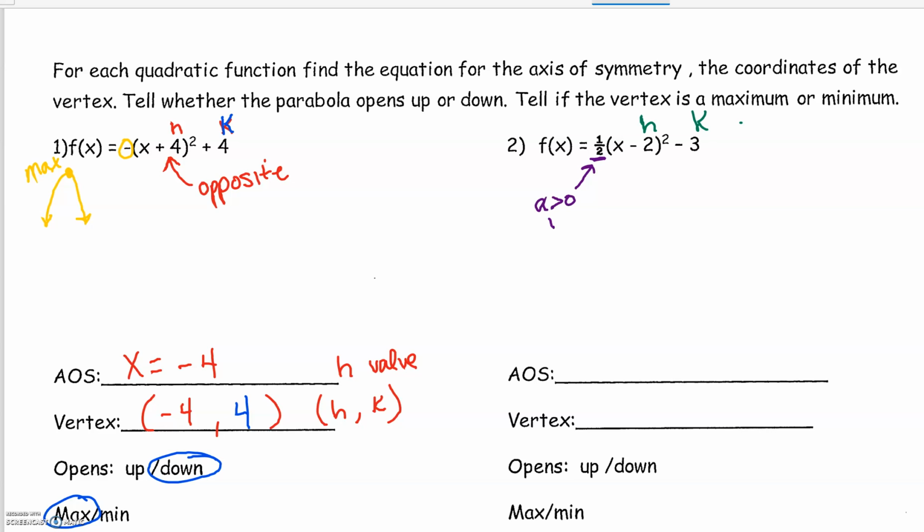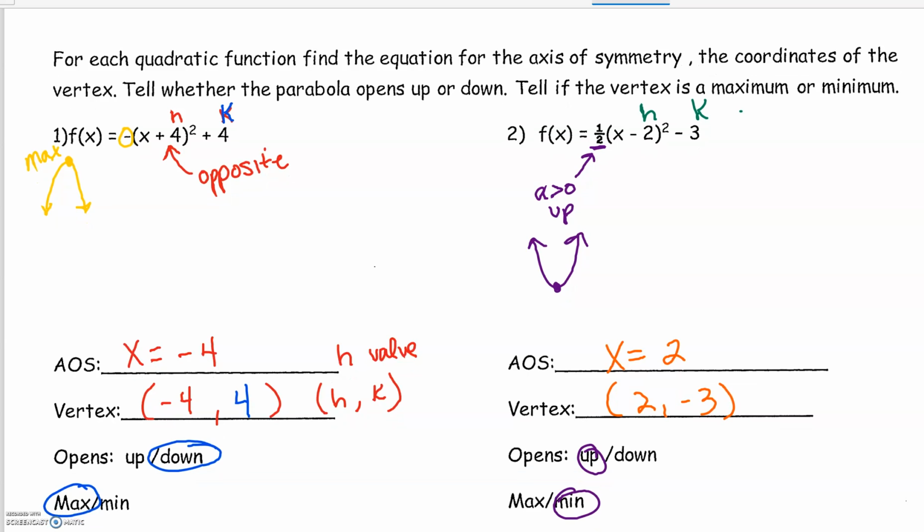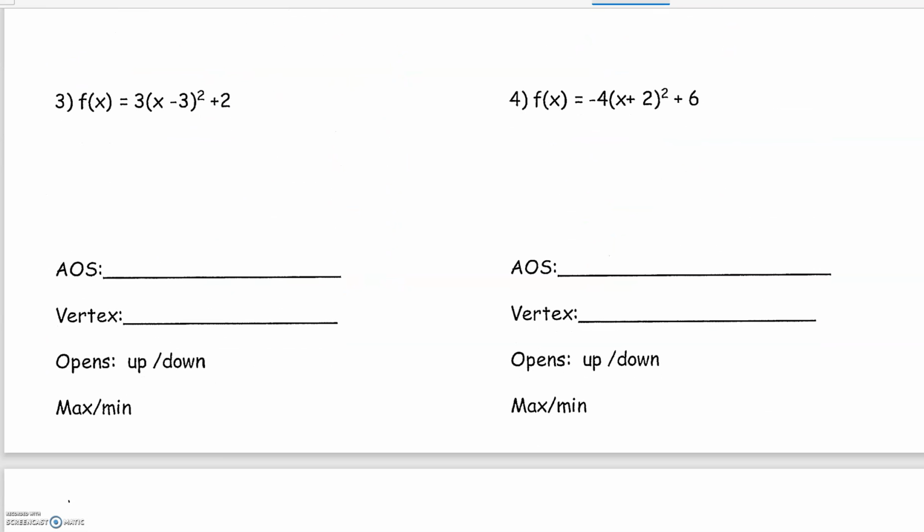A is greater than 0, so it opens up, and that would be up and minimum. And then let's go ahead and put my x equals, and then I want to put my h, which is not -2, but just 2, the opposite. And then my vertex is going to be that 2 with my k, -3. All right, so I'm going to have you try those two, and then push play and check your answers.